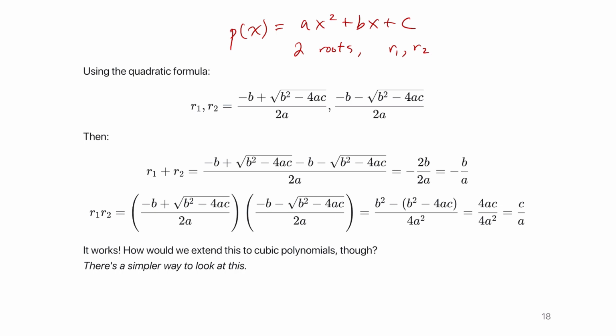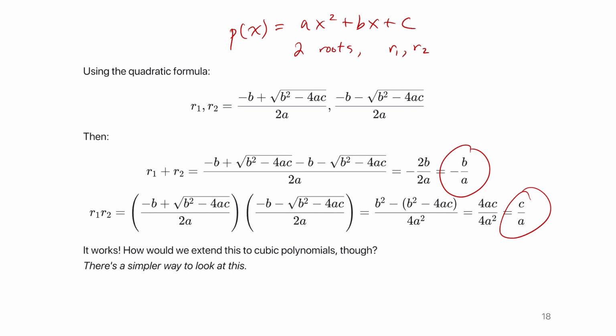Okay, so I say R1 is the one where in the numerator you take the plus, and R2 is the one where you take the minus. Really doesn't matter. And then you sum them. The discriminant, I believe is what they call it, cancels out, and you're left with negative b over a. Okay, and when you multiply R1 and R2, a lot of things end up canceling out as well, and you get c over a.